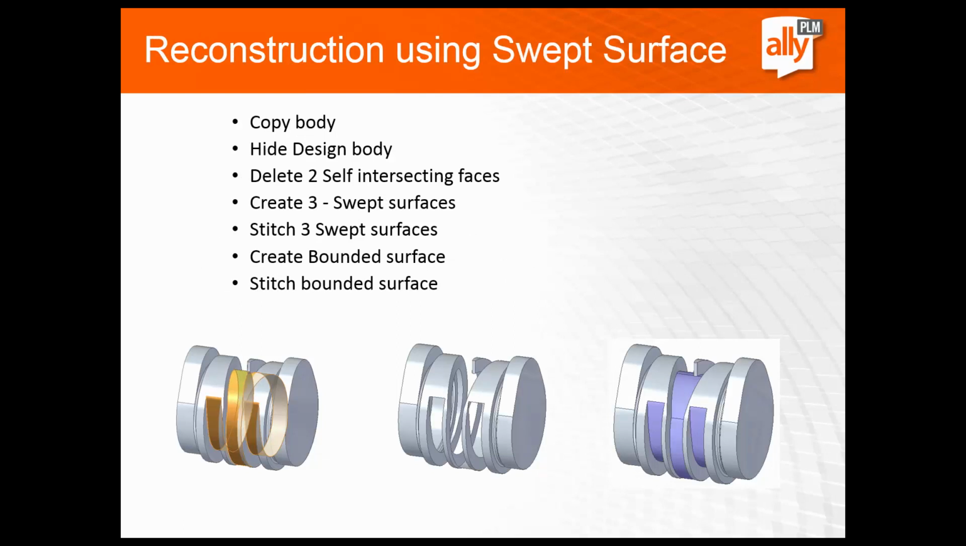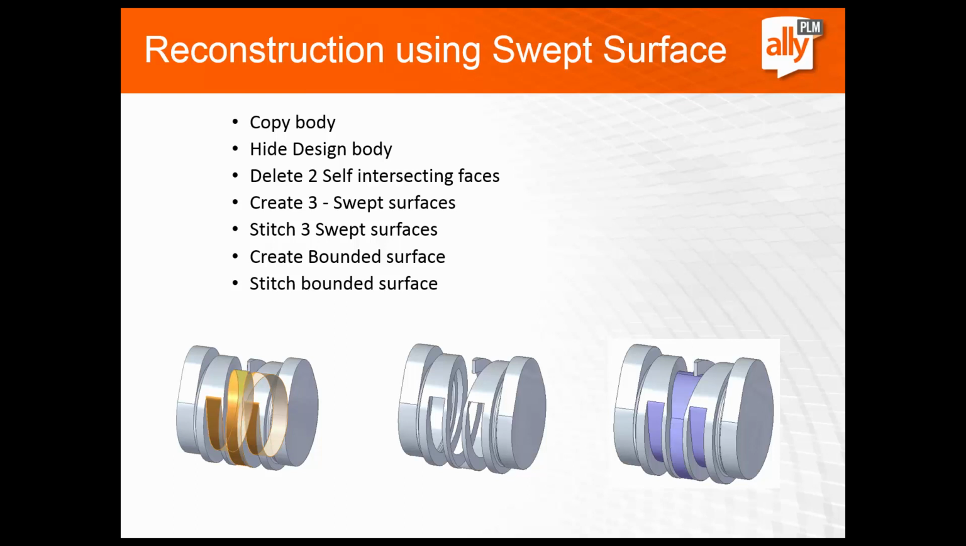An example of what we could do, in the picture in the bottom left, we've got some issues. What we can do then is copy the body using the copy surfacing command. We then hide our actual design body. We'll delete the intersecting surfaces. As you can see in the middle, we've deleted them out.